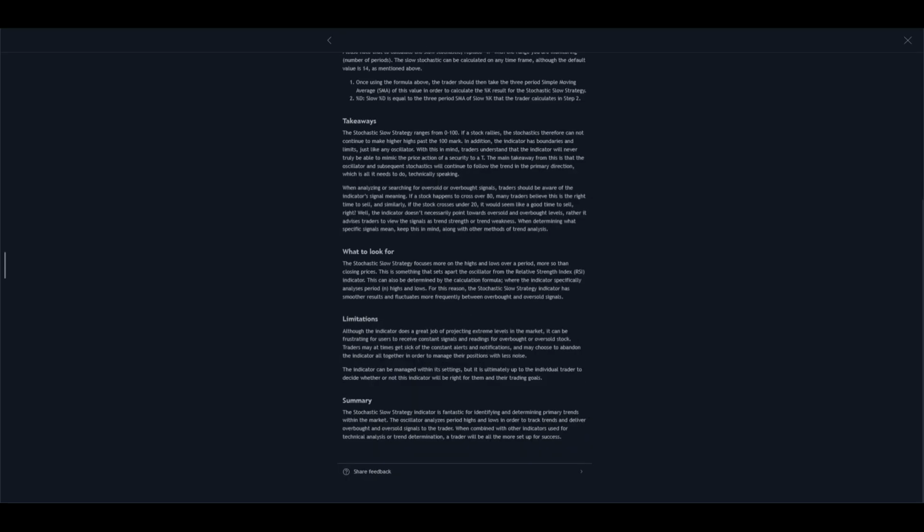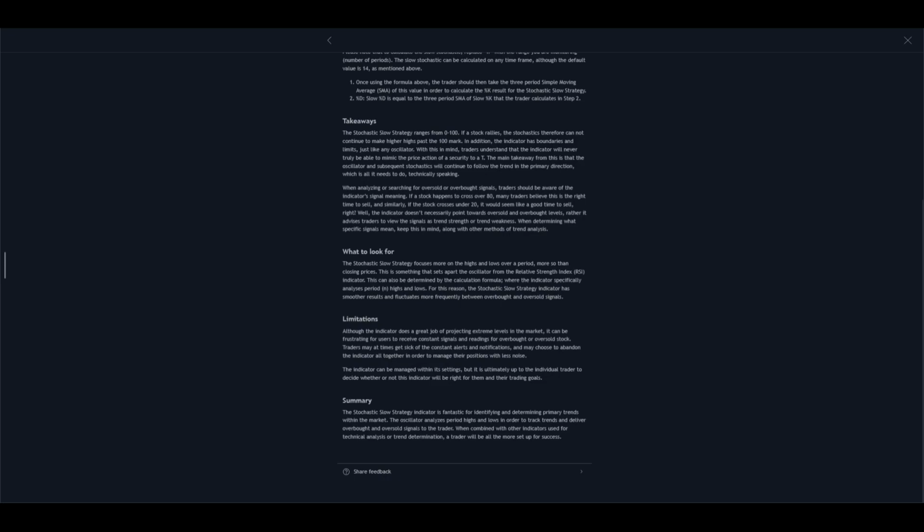The Stochastic Slow Strategy focuses more on the highs and lows over a period, more so than closing prices. This is something that sets apart the oscillator from the Relative Strength Index, RSI, indicator. This can also be determined by the calculation formula, where the indicator specifically analyzes period, N, highs and lows. For this reason, the Stochastic Slow Strategy indicator has smoother results and fluctuates more frequently between overbought and oversold signals.